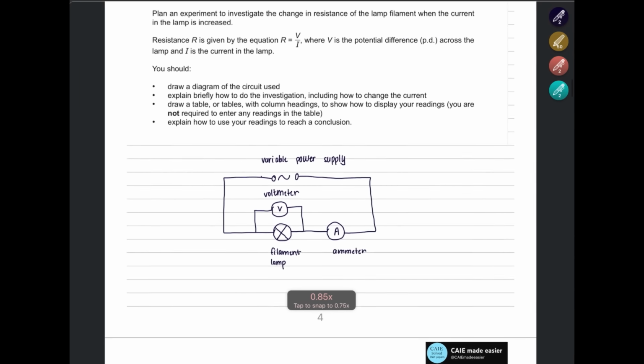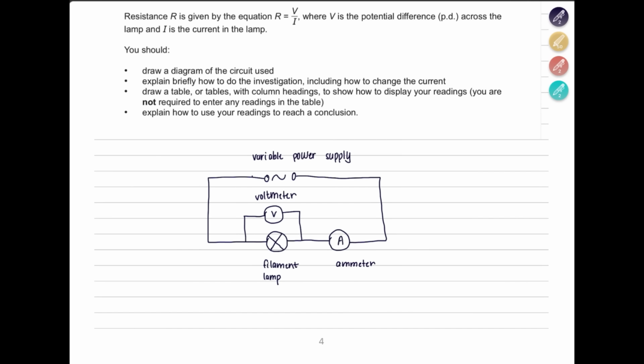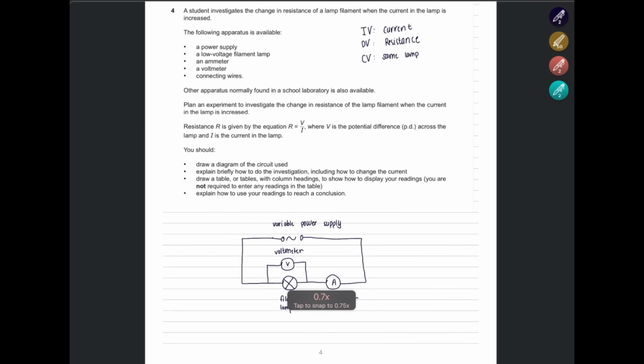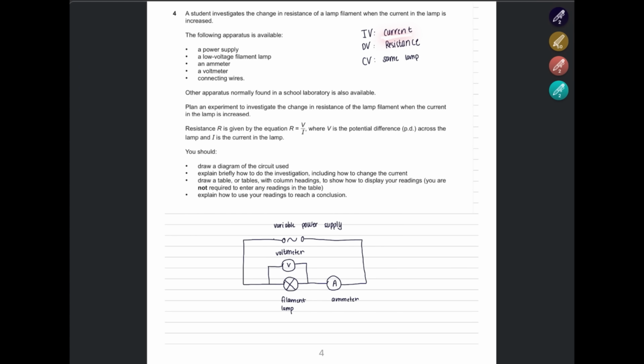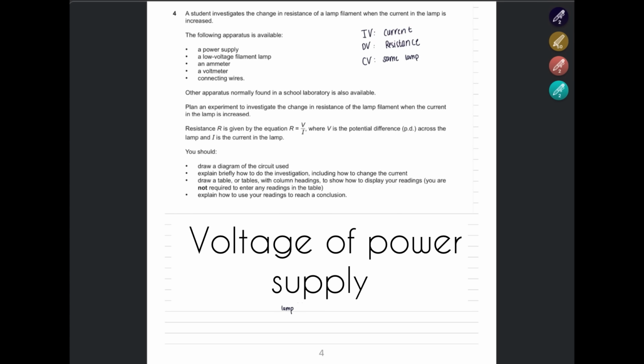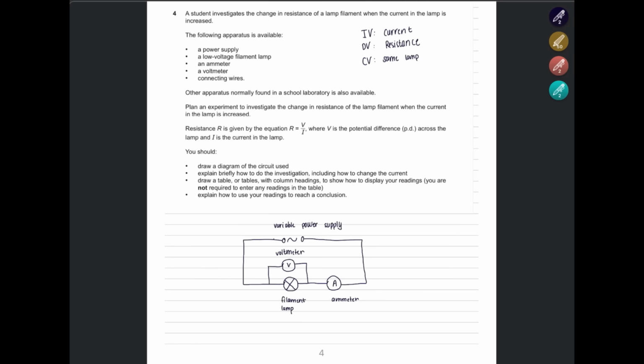So this is our diagram. Okay, so we have a circuit with a filament lamp. We have a voltmeter across. Remember, voltmeter is always across the lamp and ammeter is always in series. I chose a variable power supply. Why did I choose a variable power supply? Because we are going to change the current. So if we change the voltage, we can change the current.